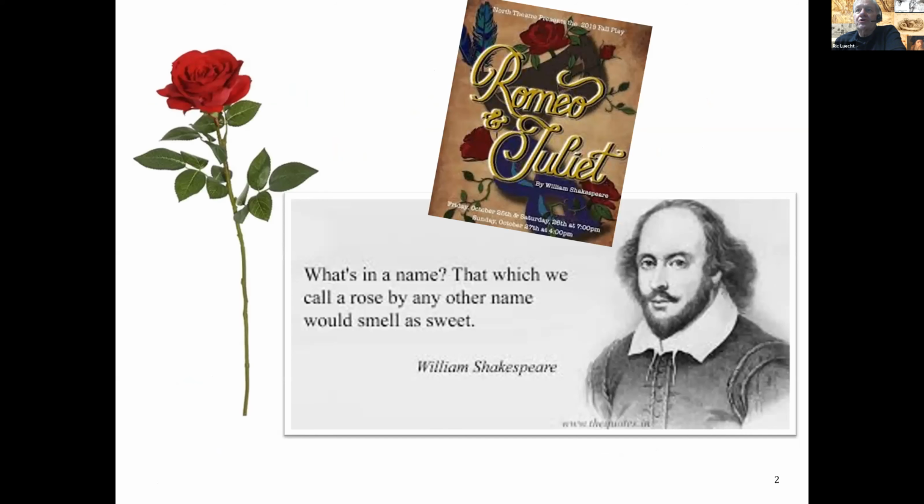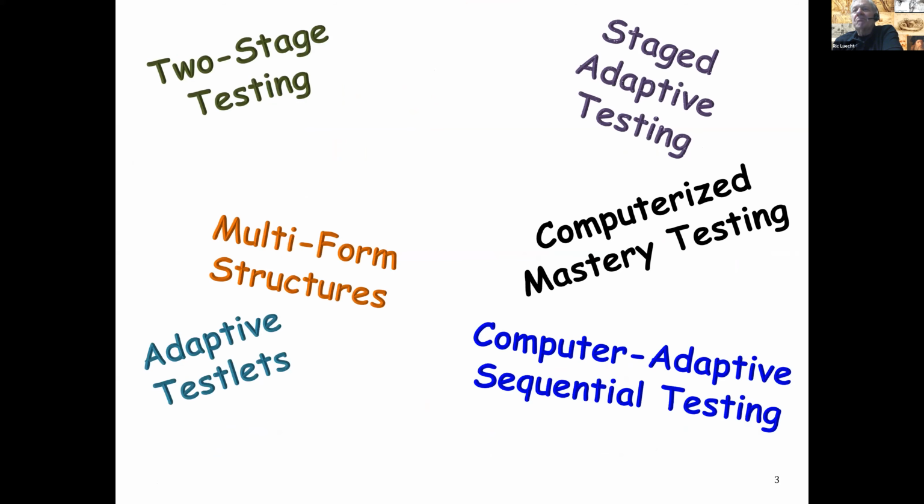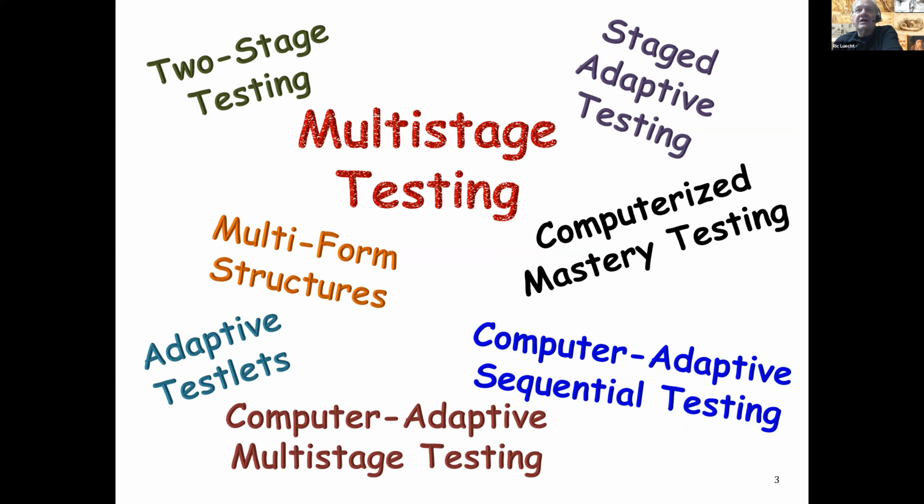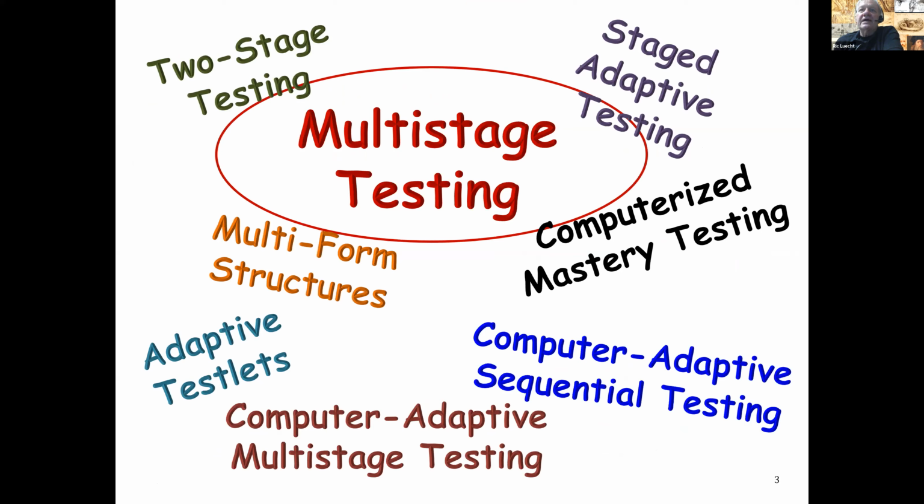Now, in terms of the cast, you might wonder why I have Romeo and Juliet up there with the quote, what's in a name, that which we call it by any other name would smell as sweet. The simple fact is, if you go into the literature, multi-stage has been there for quite a long time. It's just called different things. Cronbach and Glesser called it two-stage testing back in 1953. Fred Lord did the flexilevel testing.